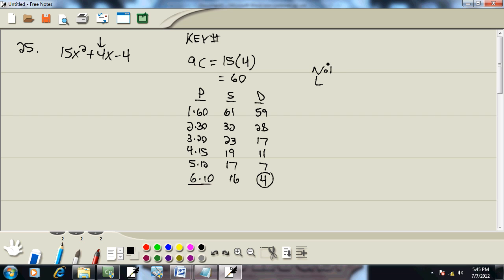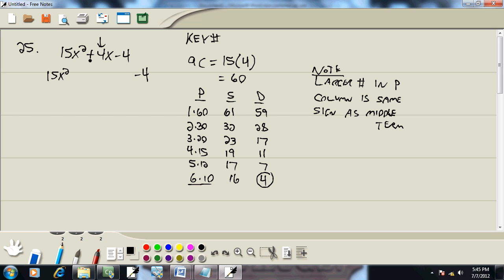Now we got a note. It says our larger number in the P column is the same sign as the middle term. And what we're going to do with that is rewrite our middle term using those 2 numbers, using 6 and 10. Now, larger number in the P column is 10. It's going to be the same sign as the middle term, which is positive. So this is going to be plus 10x.